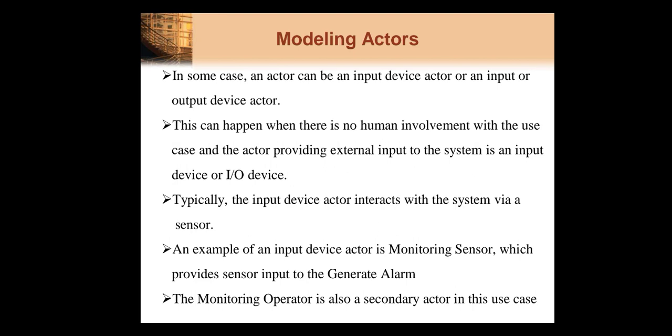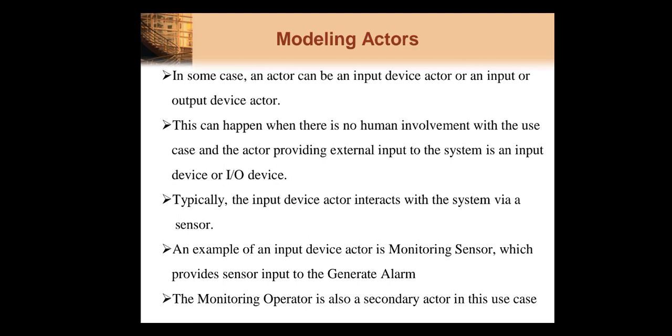In some cases, it can be the external system or it can be the human being. Now we see some examples of how IO devices can play the role of an actor in the use case diagram. It can happen that input or output devices work as an actor in the use case diagram. This happens when there is no human involvement with the use case, and the actor provides external input to the system via the input devices or IO devices.